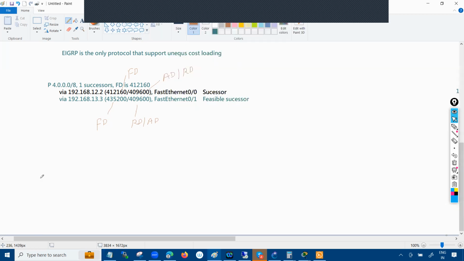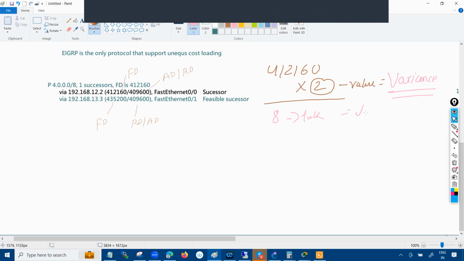So how can you make it higher? Simply, what I can do is 412160. I cannot make it equal, obviously, right? So I'll just multiply by 2. This multiplication value is called the variance in EIGRP. Again, this is logical. When I multiply this, what happens? It will become something around 8 lakhs, so it will become higher than this value. This 8 lakhs something you will have, it's a logical one.